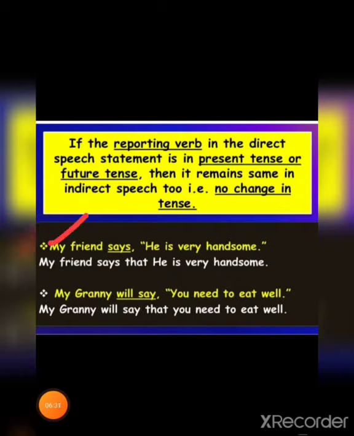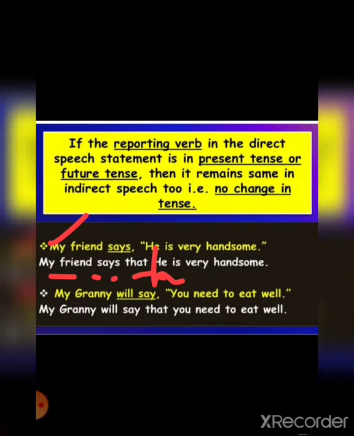So see the first sentence. My friend says he is very handsome. So my friend says, up to this much you will write the same. Whatever is written you will write the same. Okay? Says. After that, give that. Then he will be small letter. Okay? So my friend says that he is very handsome.